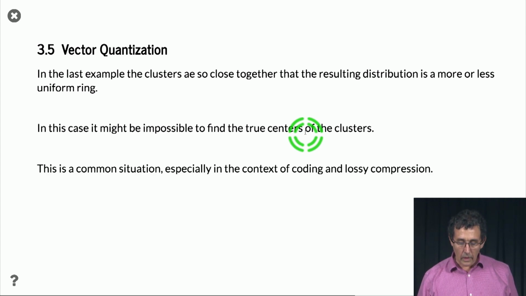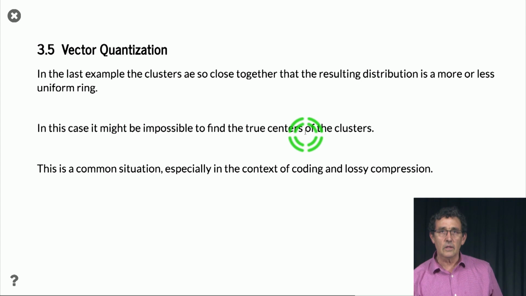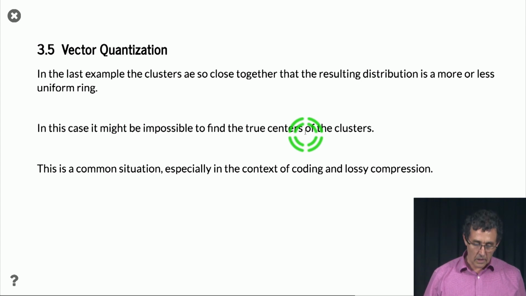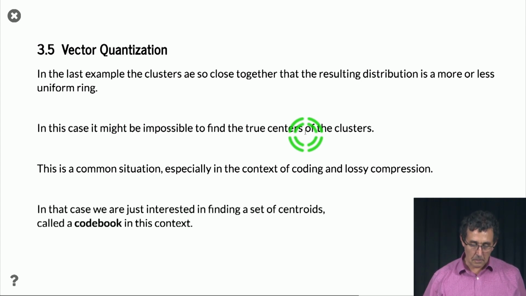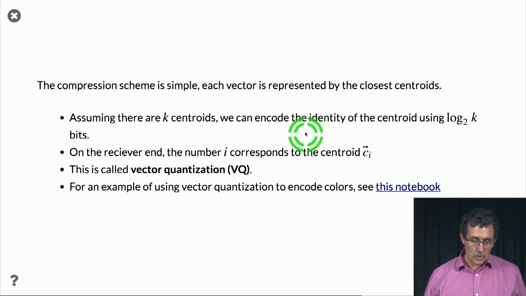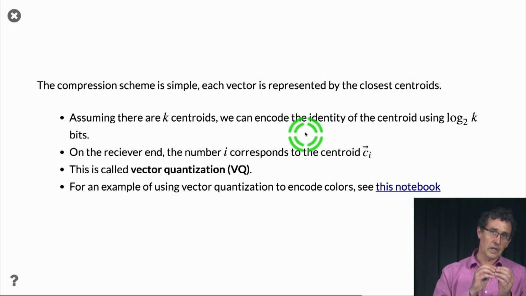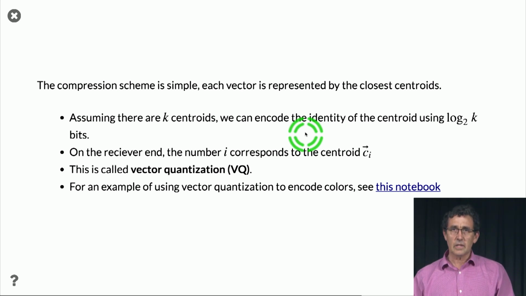This is something that we use a lot in compression and coding in electrical engineering. So in this case, we're not interested in whether the centroids are somehow related to the true source of the data, but we just want them as a codebook. We want something to use for compression. So the compression scheme is actually very simple. Suppose that we have a lot of these data points that we want to transmit to another side, and we don't care if there's a slight error in the location.